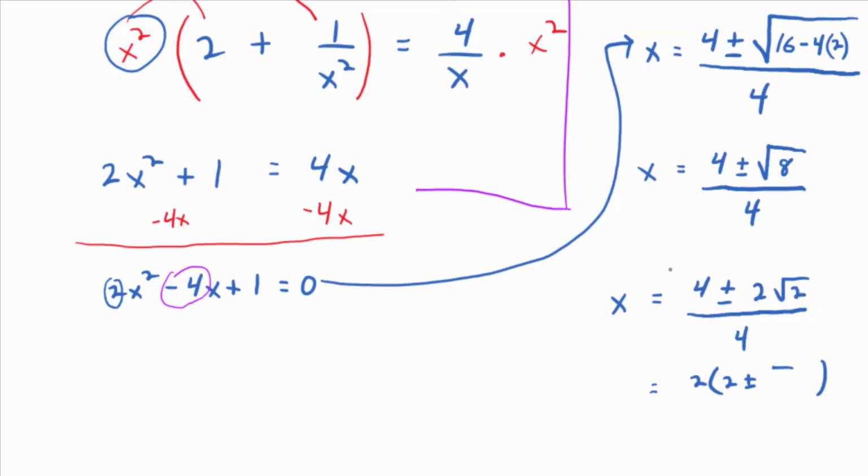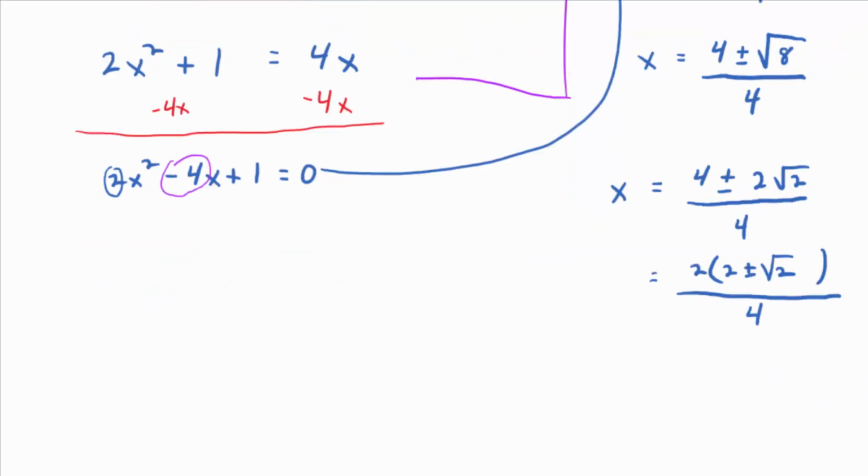Okay, and then you pull out that 2, so what's left? Just root 2, right? There, that looks better. All over 4, right? And then how does that guy simplify? 2 over 4 really reduces to 1 over 2, so you end up with 2 plus or minus root 2 all over 2. There you go.